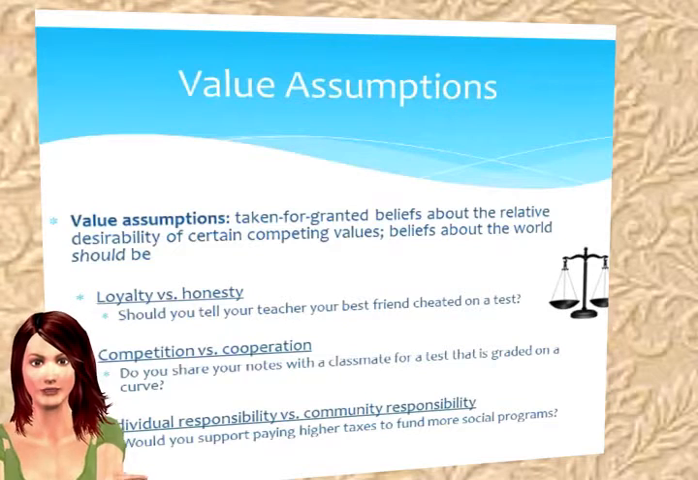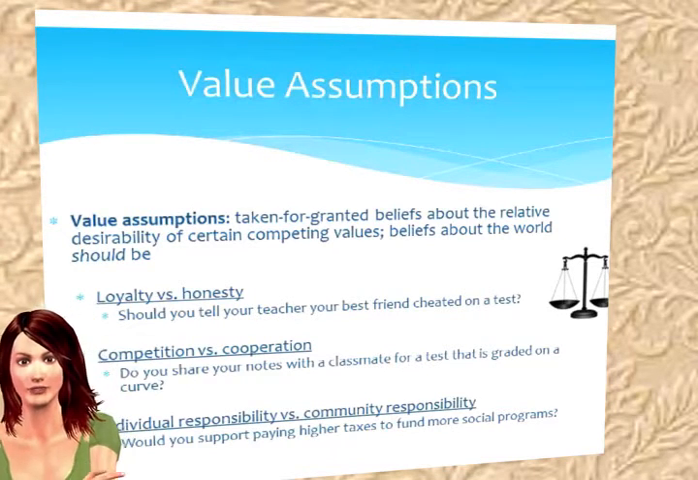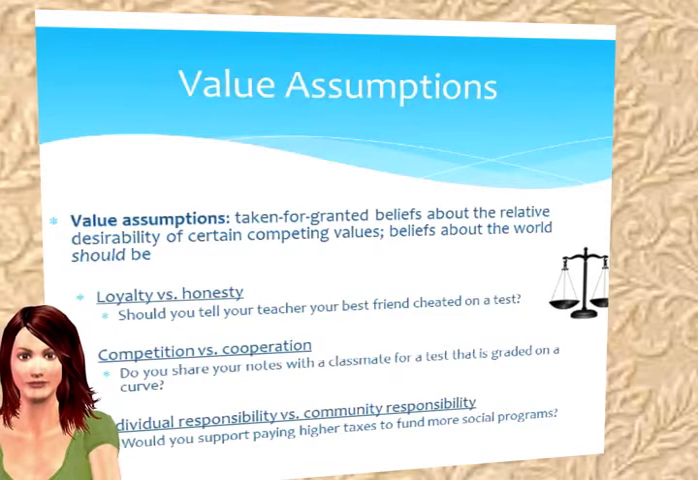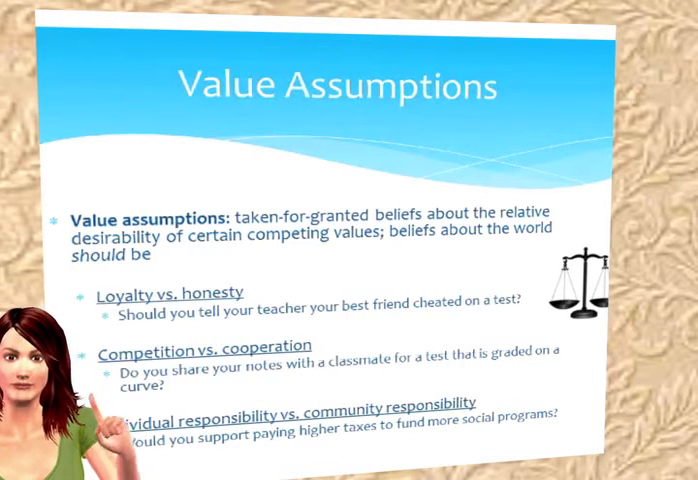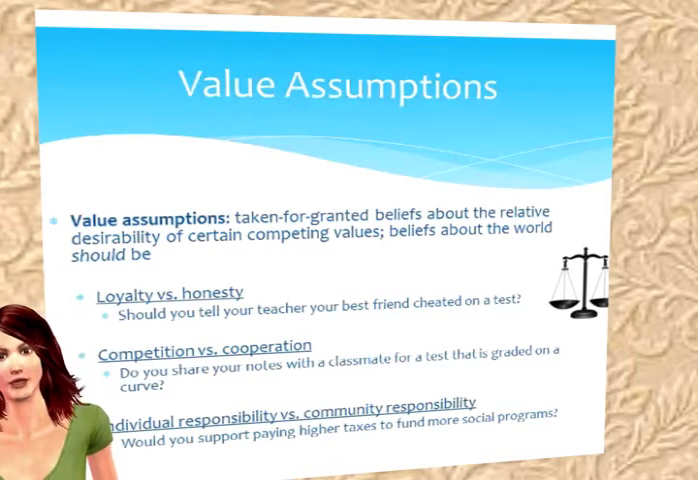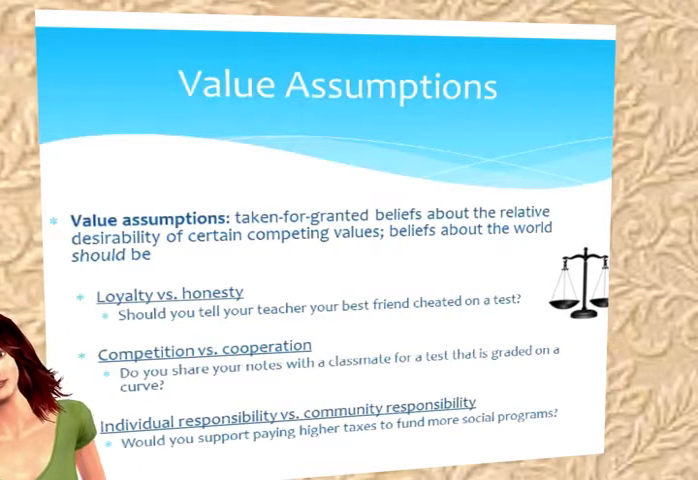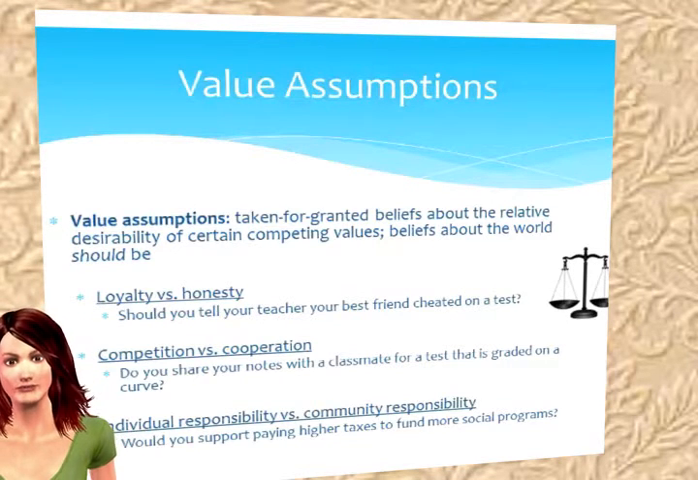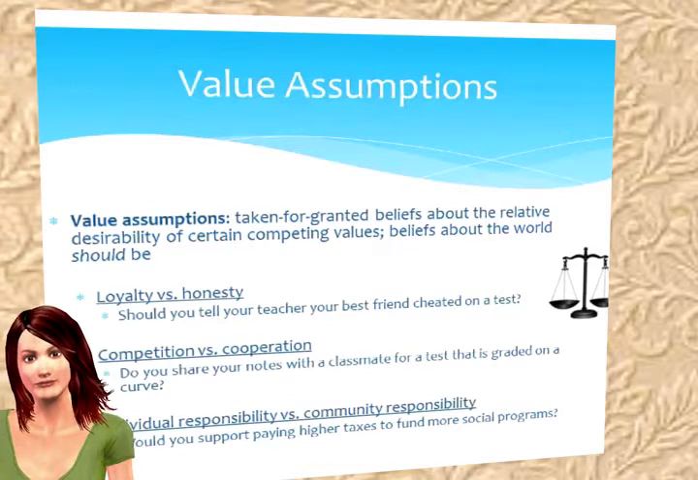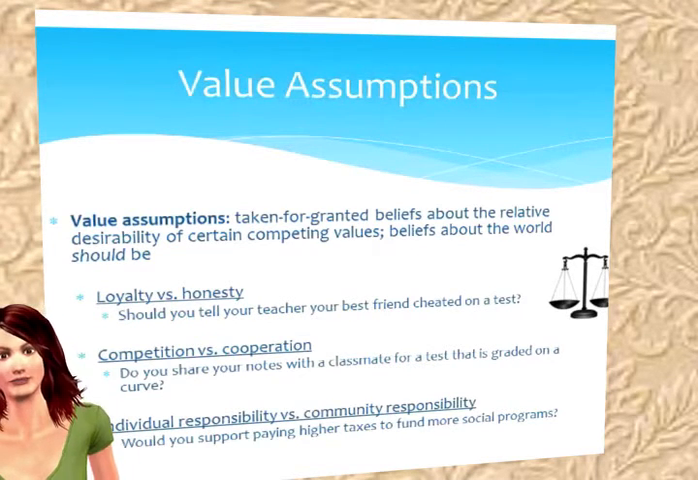First, value assumptions. These are taken for granted beliefs about the relative desirability of competing values. So put more simply, these are beliefs about how the world should be. Several key examples that Brown and Keeley offer us in Chapter 5: loyalty versus honesty. Should you tell your teacher that your best friend cheated on a test? Do you do the honest thing and tell her? Or do you stay loyal to your friend? So there's a value conflict right there.